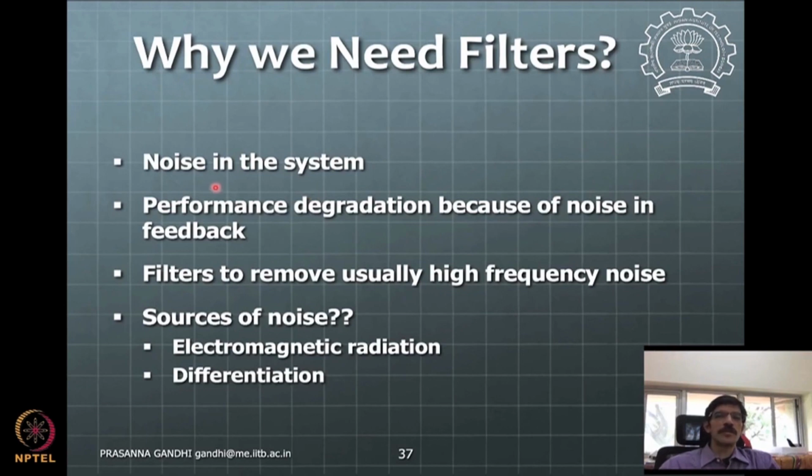Now, we need filters in a mechatronic system for filtering the noise, to avoid performance degradation when this noise goes into the feedback. Typically filters are used to remove high frequency noise. Sources of noise can be electromagnetic radiation coming from the fan, tube lights, and other elements around the mechatronic system, or your motor itself will be generating a lot of electromagnetic signals which will act as noise for your sensors.